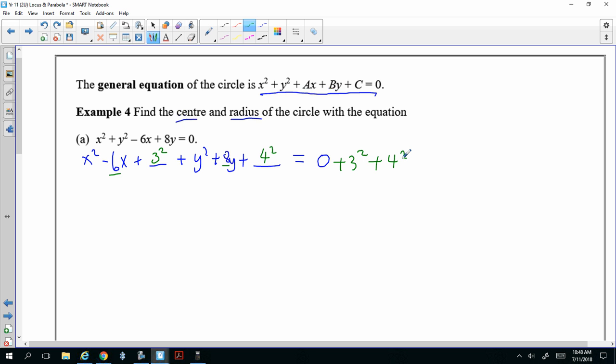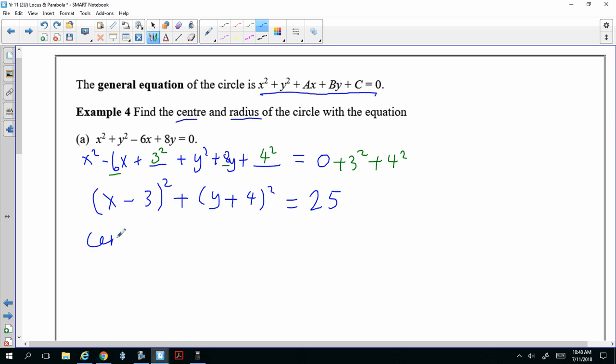And then the expression becomes a perfect square. So what do you put inside this perfect square? You write x minus 3, because of the minus here and the 3 there. Does that make sense? Plus (y plus 4) squared equal to 25. And then the center and the radius will be obvious to you. So let's write down the center and the radius.